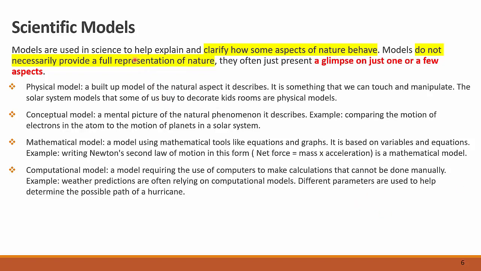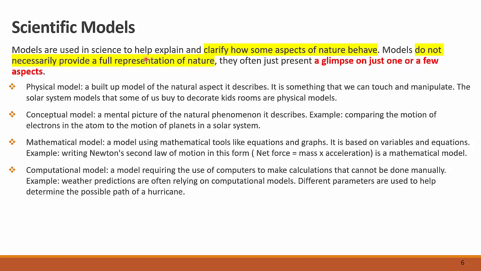Models are used in science to help explain and clarify how some aspects of nature behave. They do not necessarily provide a full representation of nature. They can never provide a better explanation than what nature provides. They just simplify the complex features of nature. They provide just a glimpse on one or a few aspects of how nature behaves.